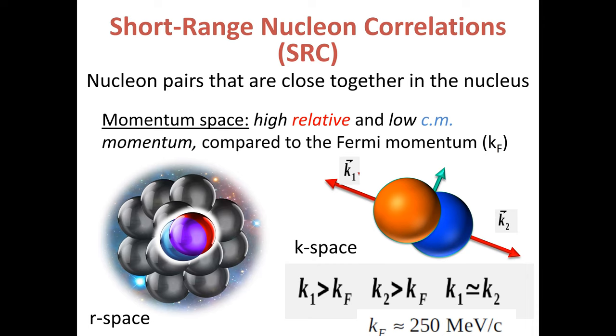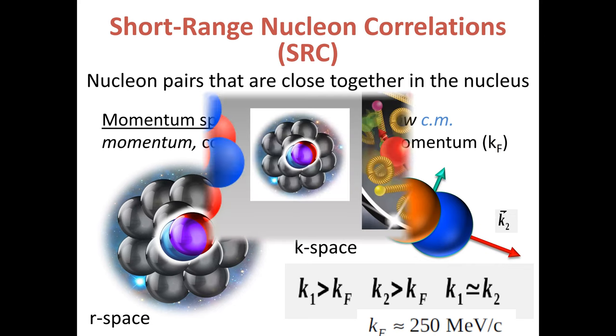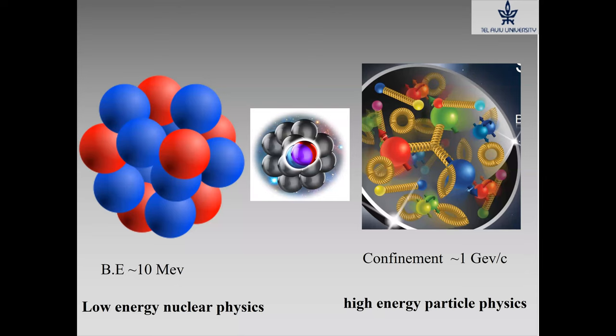So we're talking about a pair of nucleons. It's a relatively large relative momentum and a small center of mass momentum. Large and small compared to the Fermi momentum, which is the natural scale to discuss movement of nucleons in nuclei, which is about 250 MeV per c for almost all nuclei. And what I would like to argue is that the bridge between this picture and this picture has to do with those two short-range correlation nucleons. And I'll try to justify it and show you why I think this is the case.